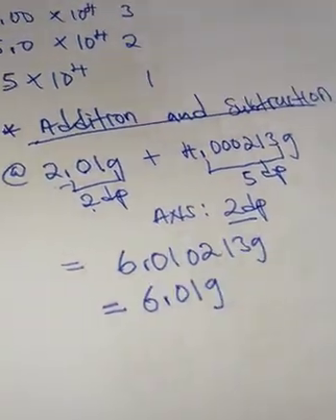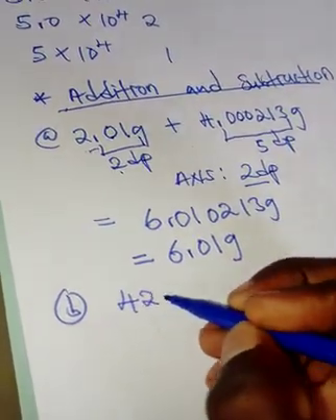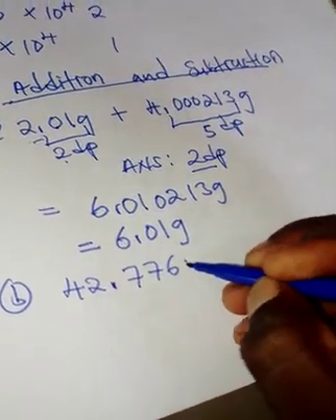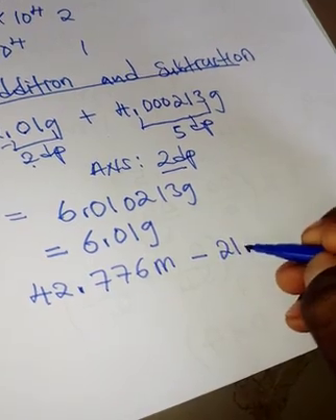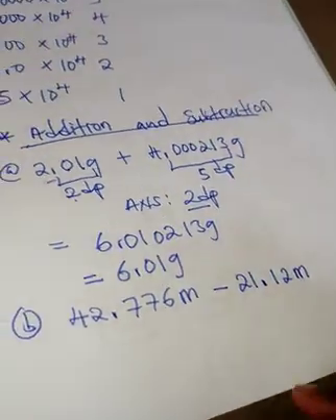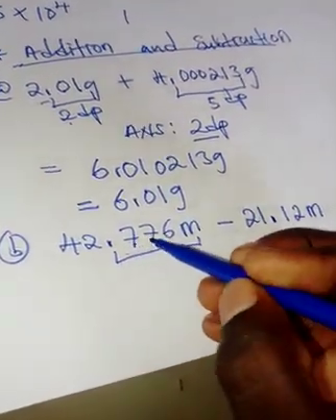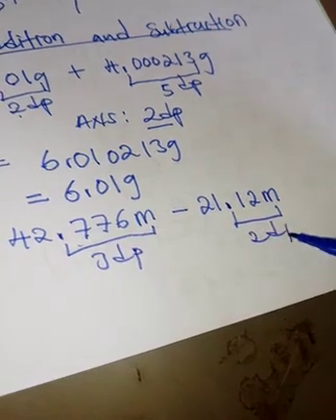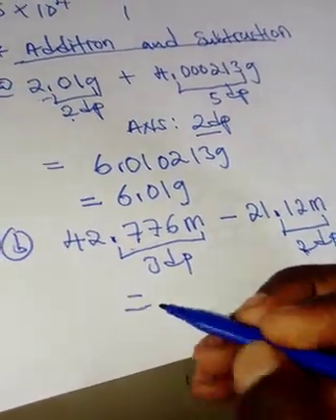Okay. Let's do another one. Let's say we have 42.776 meters minus 21.12 meters. Let's check the number of decimal places. For this one, 1, 2, 3, so 3 decimal places. Then for this one, it's 2 decimal places, meaning the answer should be reported correct to what? 2 decimal places.